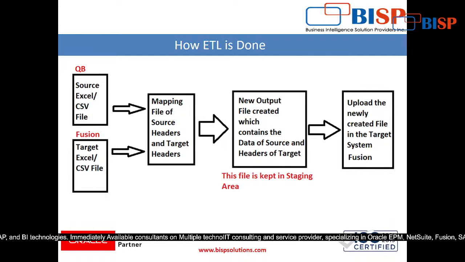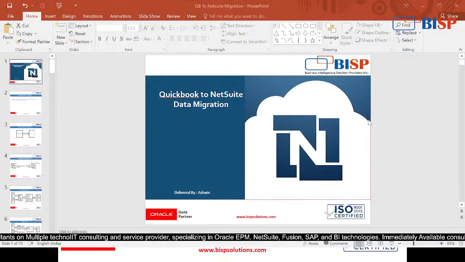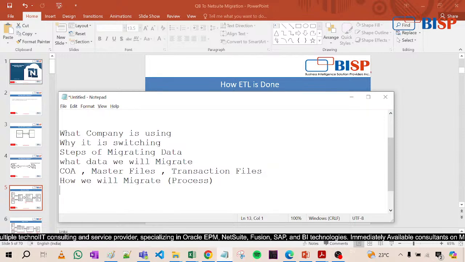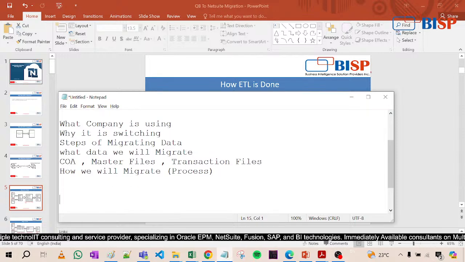ETL is the process from beginning to end. The beginning starts with extracting the data. Now, extracting the data means exactly what are we extracting? First of all, we are going to extract the COA structure.